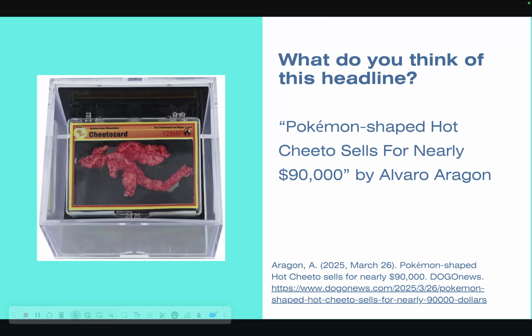I know what you guys might be thinking. What? So at this point, I would have students just take a moment to think about this silly little headline that I have presented here. They might be thinking, is this real? So I want to inform you guys, yes, this is a legit headline. Yes, there was a Cheetozard Pokemon-shaped hot Cheeto that did sell for nearly $90,000.